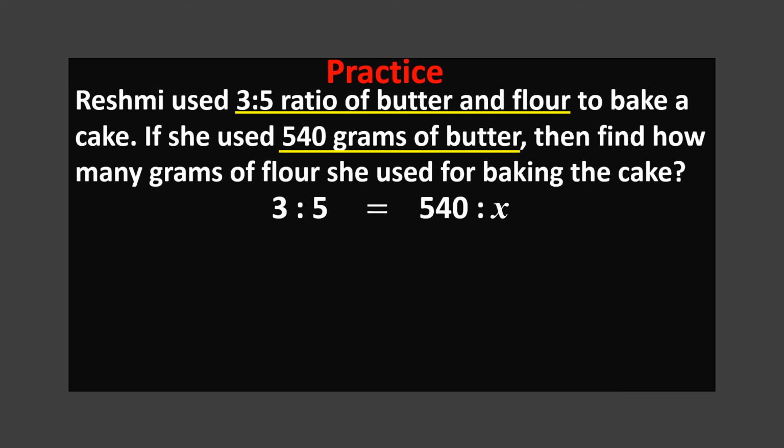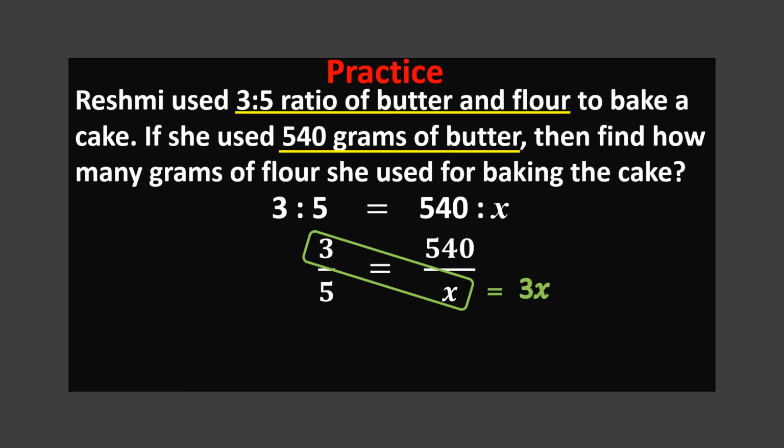Now to find the value of x, you need to write the ratios as a fraction. 3:5 can be written as 3/5 equal 540 is to x can be written as 540/x. Now we need to find the cross products. 3 times x will give you 3x. And then we multiply 5 and 540, which gives you 2700.